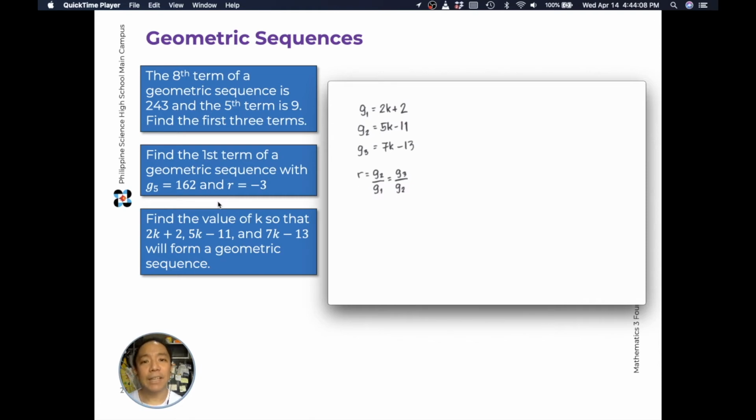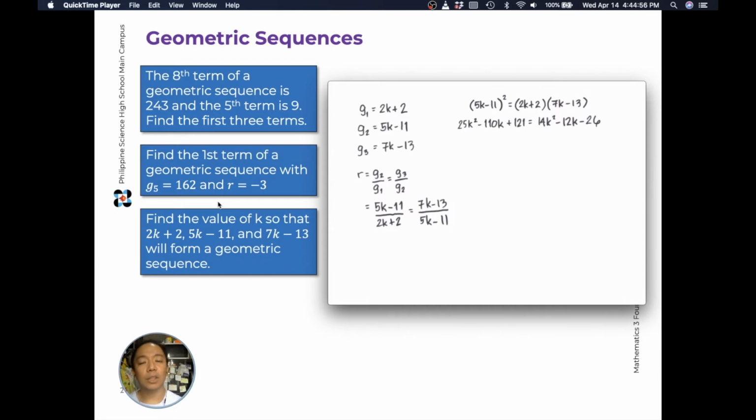Now, substituting the given expressions for g sub 1, 2, and 3, g sub 2 over g sub 1 is 5k minus 11 over 2k plus 2, and g sub 3 over g sub 2 is 7k minus 13 over 5k minus 11. And what are we doing? We're looking for the value of k, so we cross multiply. This would be equivalent to the equation 5k minus 11 quantity squared is equal to 2k plus 2 times 7k minus 13. Expanding our expressions, we have 25k squared minus 110k plus 121. This would be equal to the right-hand side, which is 14k squared minus 12k minus 26.